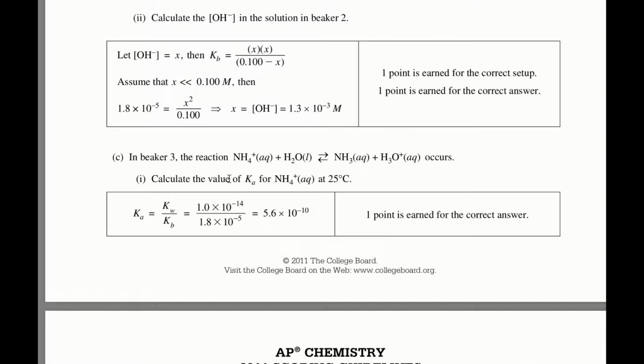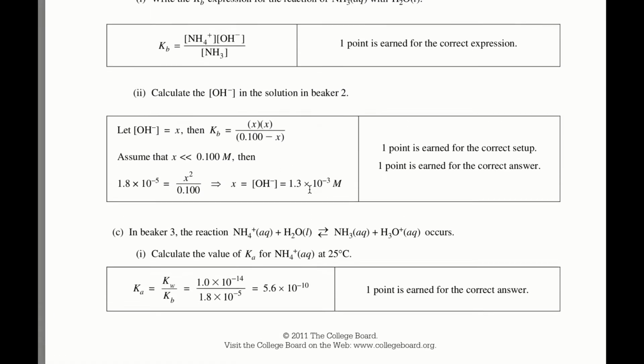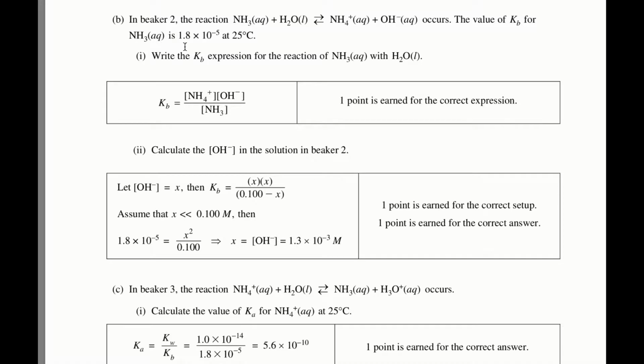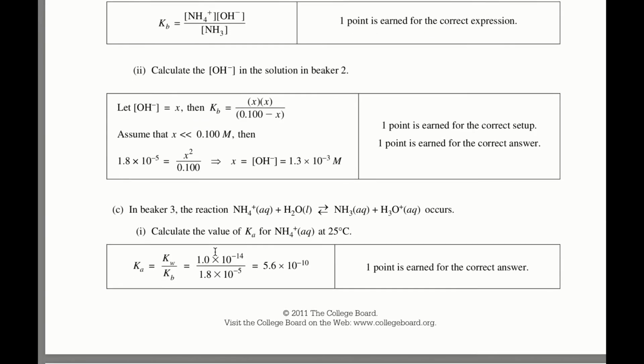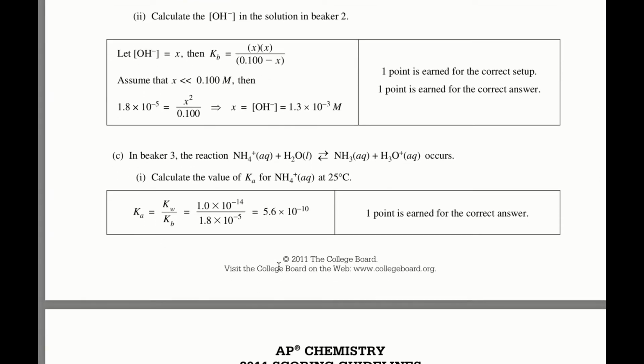Okay. It says calculate the value of Ka for NH4+. Well, we know the Kb value for NH3. They gave it to us here. It's 1.8 times 10 to the negative fifth, which means we can determine the Ka value very easily by simply dividing 10 to the negative 14th by your Kb value. That gives you your Ka, 5.6 times 10 to the negative 10th.